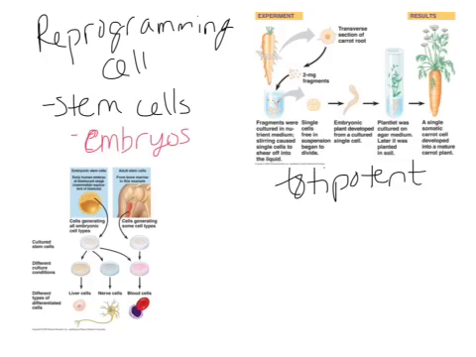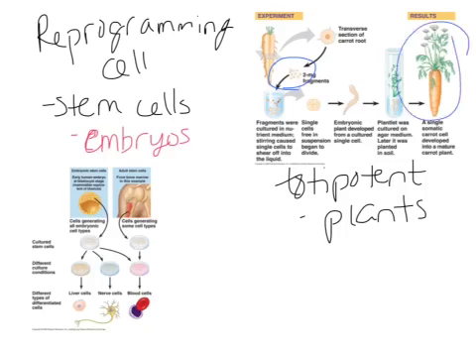Okay, remember, totipotent cells have the ability to develop into any cell in the organism. They can give rise to an entire organism. Plant cells are totipotent. You can see here in this picture with the carrots, they take little pieces of this carrot that can be cultured, and they will develop into a whole new carrot because plant cells are totipotent.